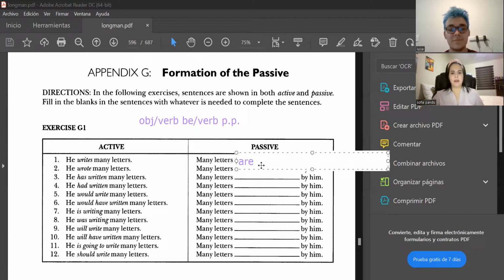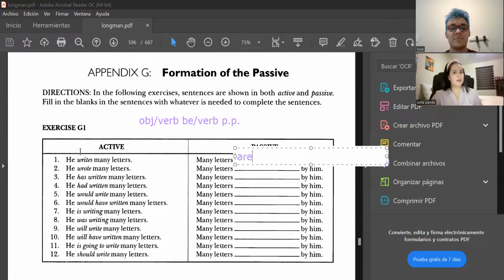And then the verb in past participle. Here the verb is write. What is the past participle of write? I'm sorry, I couldn't hear you. It's written. There you go, my man. Well done. It is written.